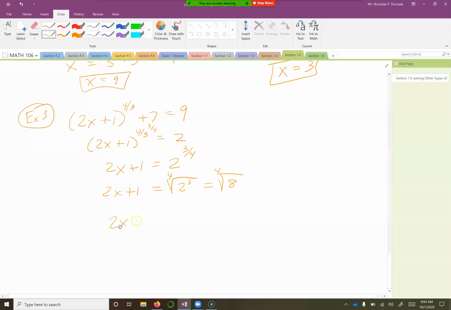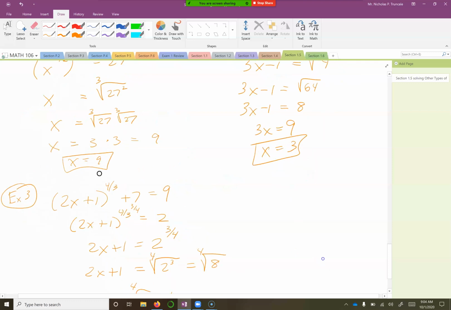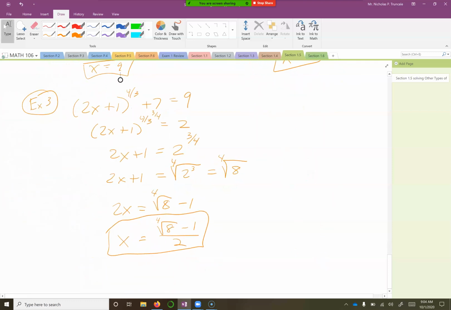So we have 2x, moving this 1 over, and then divide everything by 2. So the ugly looking solution to this is the 4th root of 8 minus 1, over 2. I wanted you to see that just in case one of the homework problems didn't look similar. They're not always going to be whole numbers. But that's all I wanted to show you for rational exponents.